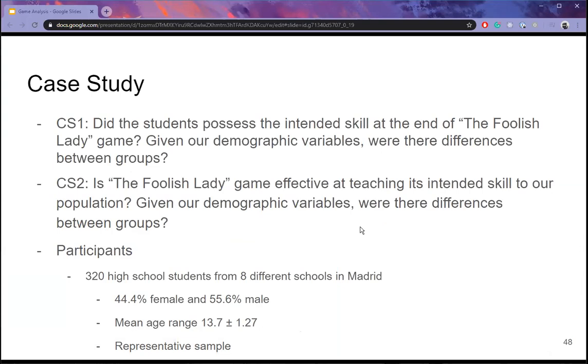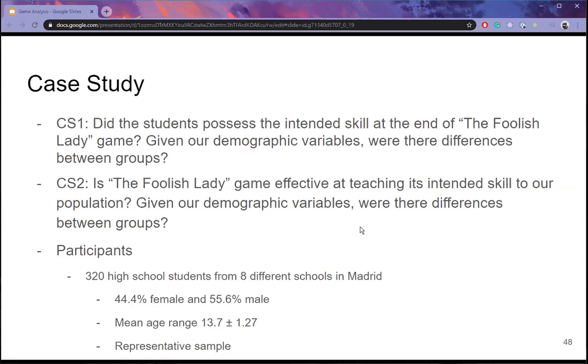First is whether or not the students possessed the intended skill at the end of The Foolish Lady, and if there were any differences between the groups given the demographic variables. Question two, is The Foolish Lady game effective at teaching its intended skill to our population, given our demographic variables, or the differences between groups? These case study questions were made in order to allow the researchers to confirm or deny whether or not their methodology worked and was applied correctly.